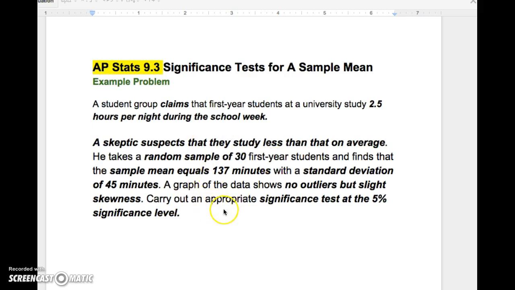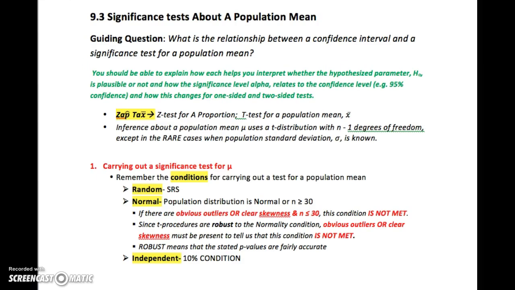This is the question that we're going to ask. We're going to look at how we do that, and keep in mind that here we know the sample mean and sample standard deviation, but not the actual population standard deviation, so we're going to have to use T procedures. Let's look at the details of how you would solve this problem.